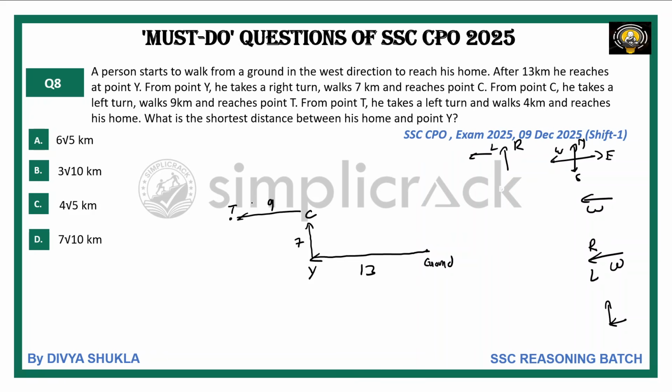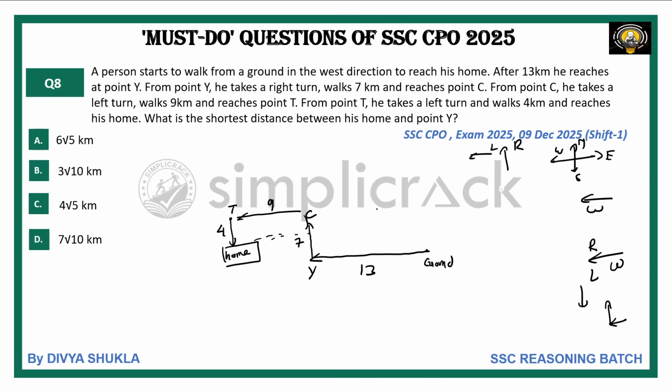From point T, he takes a left turn. Again, from west direction, if he takes a left turn, that means he is now moving in the south direction. So from point T, he takes a left turn and goes 4 kilometers in the south direction and reaches home. Understand, this should be midway of this. This should be midway because this much distance is 7 kilometers. This should be approximately half, which is 4 kilometers, and this is the point of home.